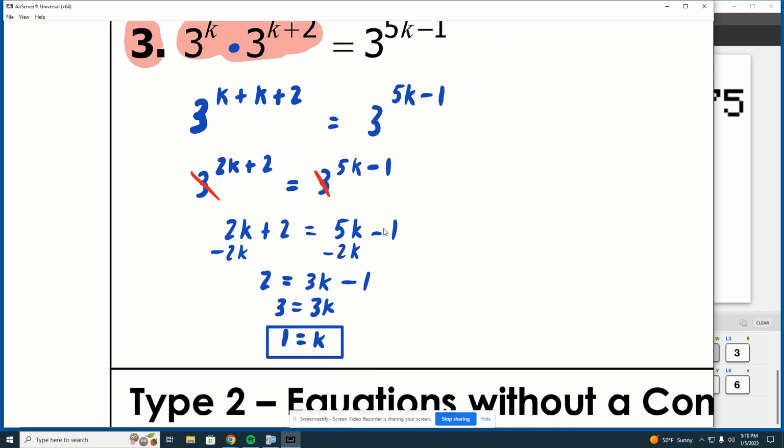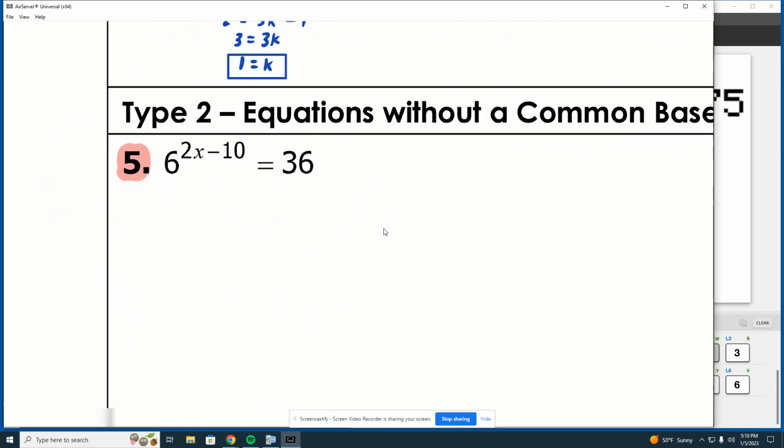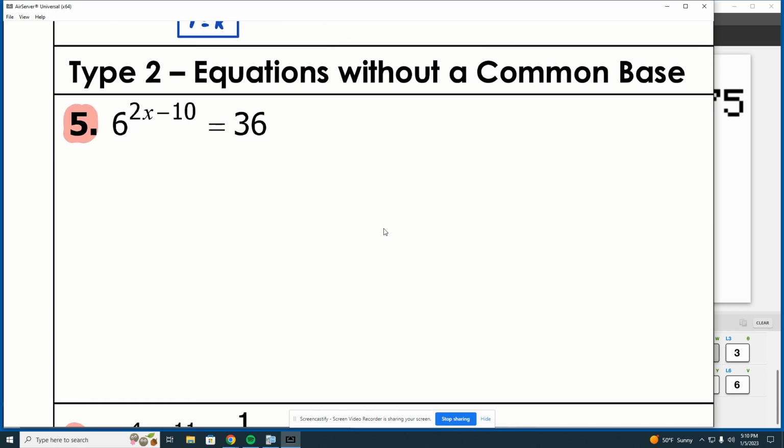All right. So we're going to keep on moving. I'm going to jump around a little bit. So let's go to number 5. Now we're going to deal with a problem that is a little different because as you notice here, right off the bat, these equations don't have the same base. See, this one has a base of 6. This one technically doesn't have an exponent. I mean, it does. It's technically 36 to the first power.